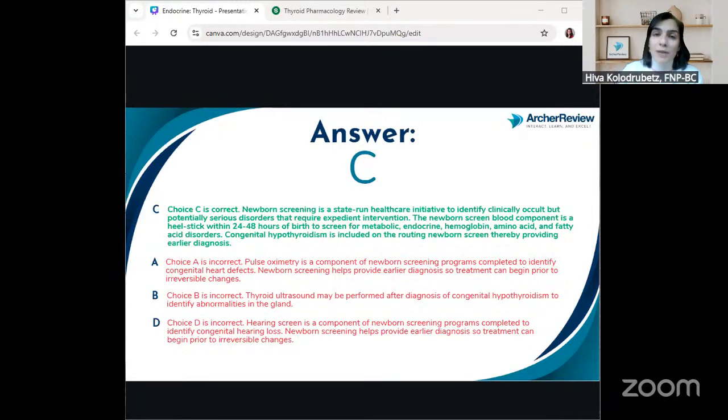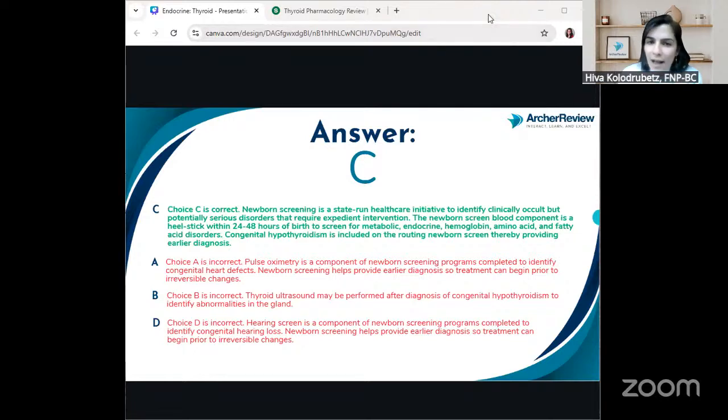Remember, anytime in pediatrics we're doing something multiple times, it's to catch it early so we can intervene early to really support the growth and development of that child. So, most states, it is a state-run healthcare initiative, but most states in their newborn screening will screen for congenital hypothyroidism. And so that's why C was the right answer.